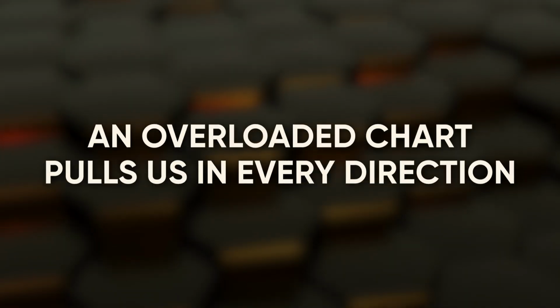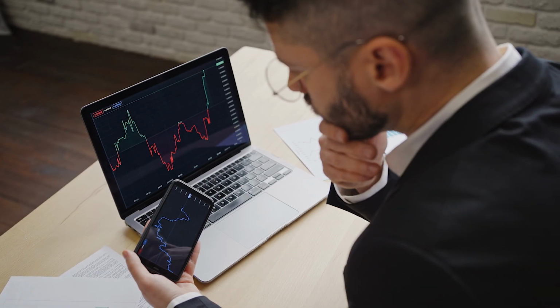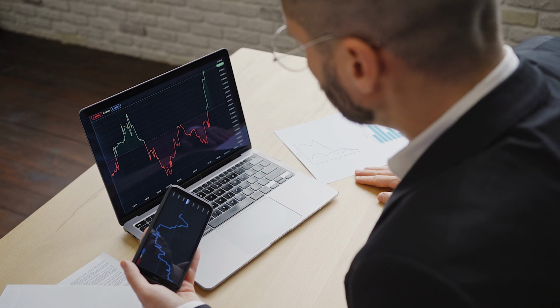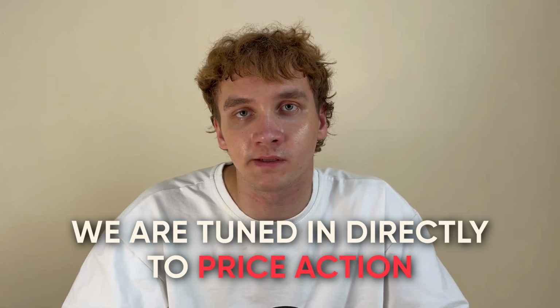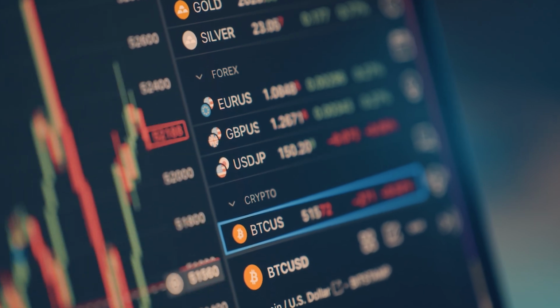An overloaded chart pulls us in every direction, giving mixed signals. A clean chart is like a compass. It points us to high probability moves by removing the noise and helping us see the real flow of the market. Without indicators, we are tuned in directly to price action. It simplifies our process and reduces second guessing, letting us trade with more confidence and clarity.